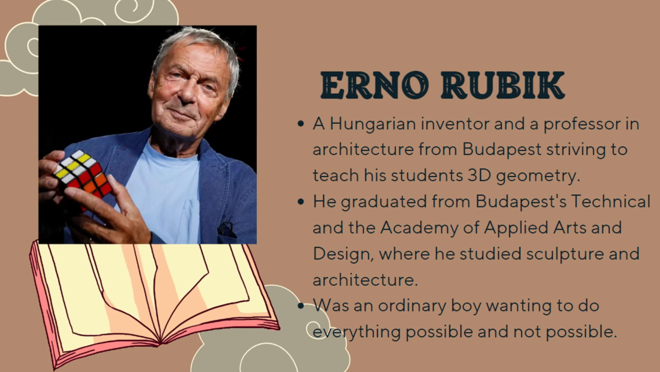That's why it was named the Rubik's Cube, after his surname. He also graduated from Budapest Technical and the Academy of Applied Arts and Design, where he studied sculpture and architecture. Imagine, he was also in architecture. He's great, he's awesome for me. And imagine, he was just an ordinary boy wanting to do everything possible and not possible. So that's Erno Rubik.